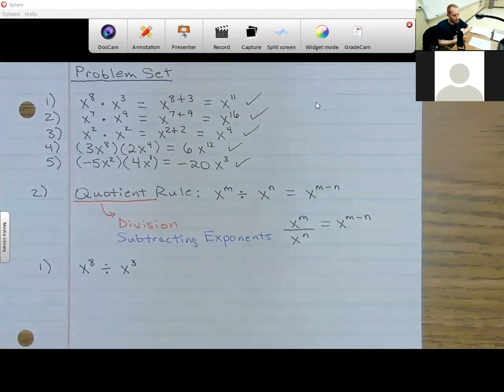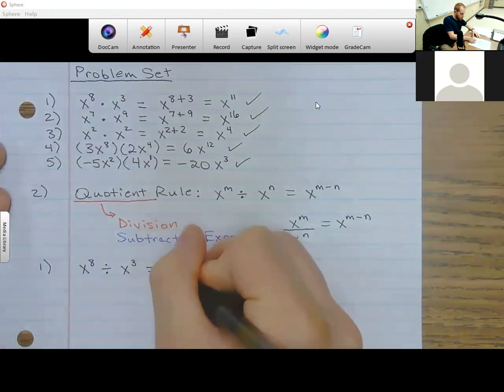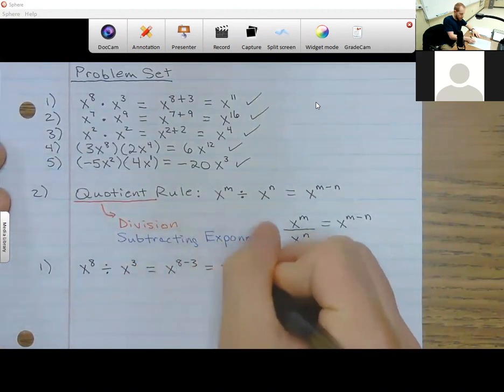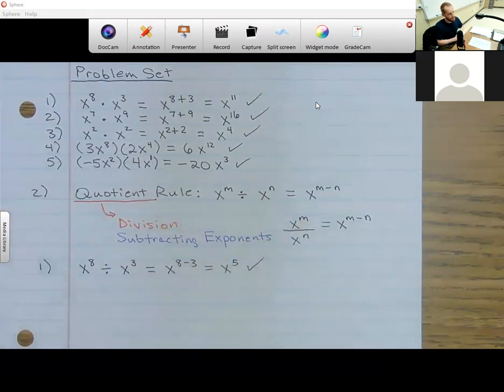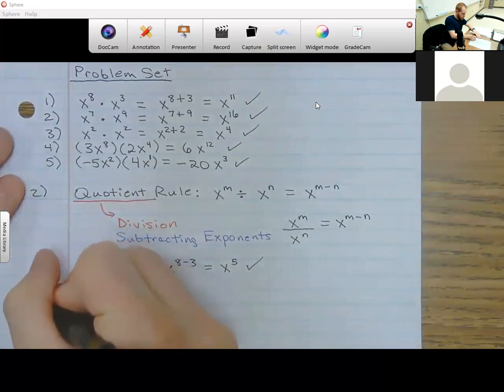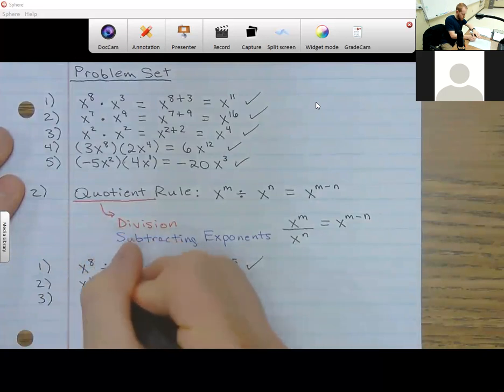So what would happen here? Well, instead of adding the exponents, since we're dividing, I'm going to subtract them. So you should get x to the 8 minus 3, which is indeed 5. So x to the 5th power. Okay? And it's as simple as that. We're going to be subtracting exponents. So let's look at number 2 and number 3. I'm going to let you guys try 2 and 3 on your own. And then we're going to do them together.